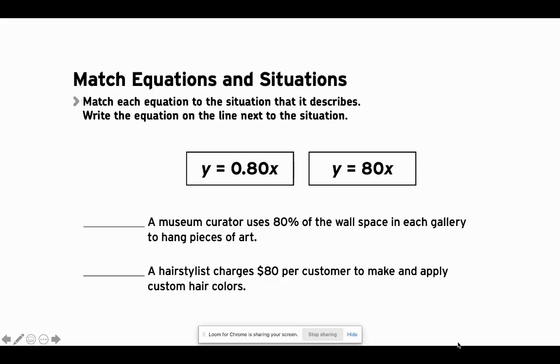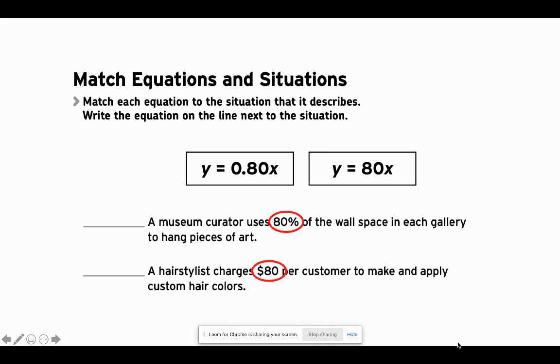Here we go. Match each equation to the situation that it describes. Write the equation on the line next to the situation. We have y equals 0.80x and we have y equals 80x. The first sentence says a museum curator uses 80% of the wall space in each gallery to hang pieces of art. The second sentence, a hairstylist charges $80 per customer to make and apply custom hair colors.